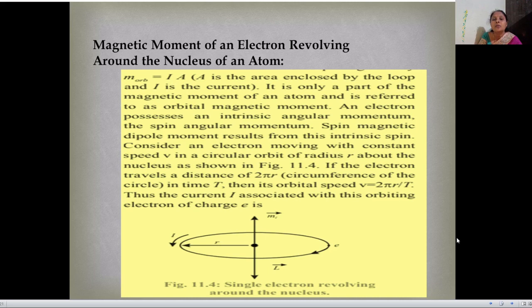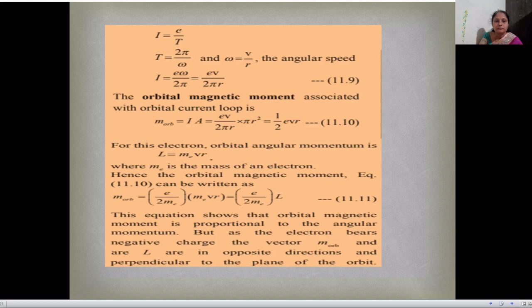Thus the current I associated with this orbit is I equals e by T, where T is equal to 2 pi by omega, and omega is equal to v by r, the angular speed. I is equal to e omega by 2 pi, which is equal to ev by 2 pi r. The orbital magnetic moment associated with the orbital current loop is m orbit equals IA, which is ev by 2 pi r into pi r squared, equal to half ev r.